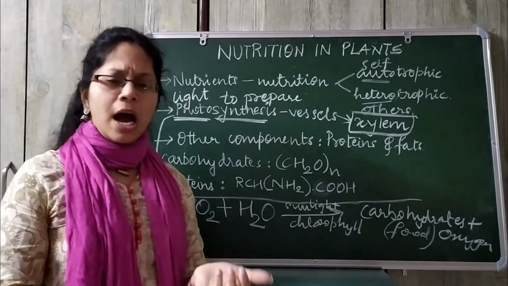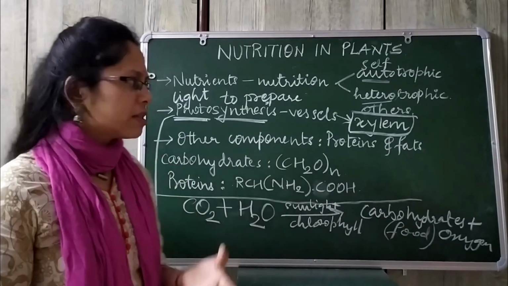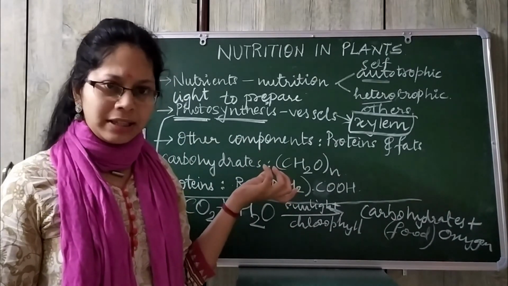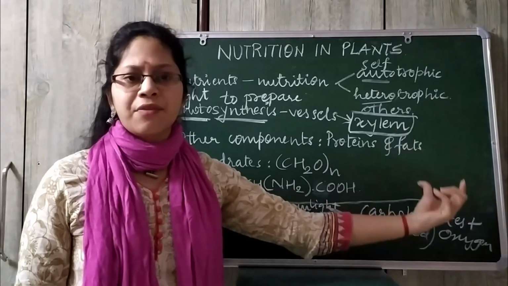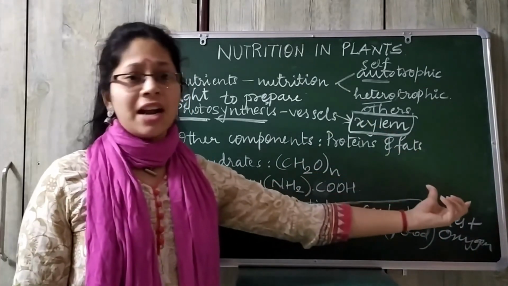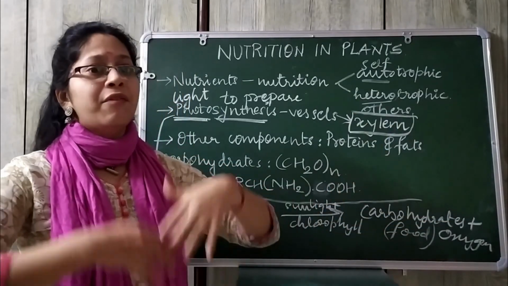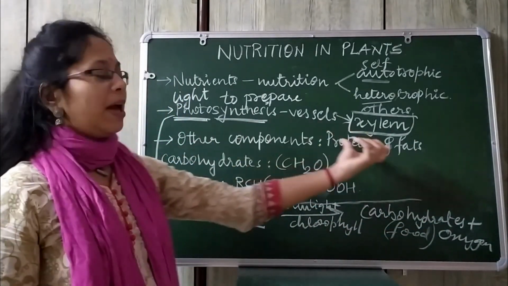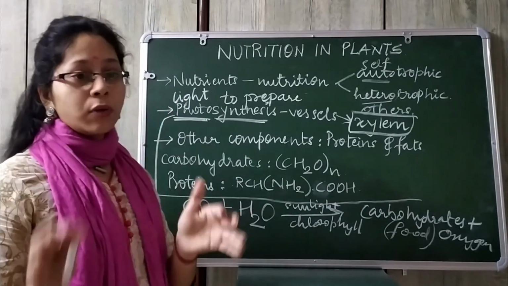Now we say that we want carbohydrates, proteins, fats, vitamins. Then even plants want them, right? They even want proteins and fats. They have just prepared carbohydrates. But where will they get proteins and fats from? Because they don't have a very complex mechanism to prepare proteins and fats. So what will they do?